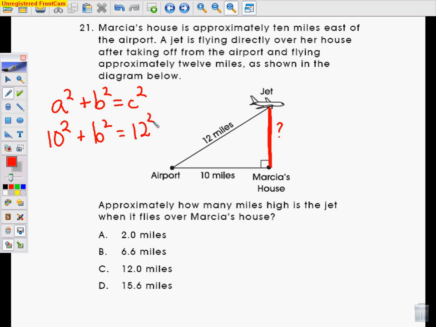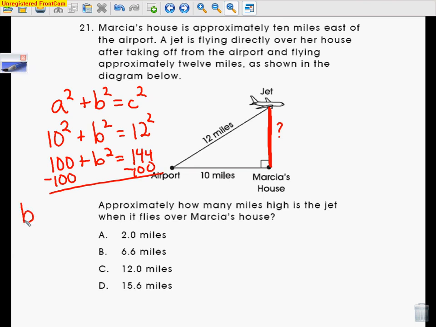What's 10 squared? Let's simplify. That's 100, plus we still don't know what b is, so that's b squared. What's 12 squared? That's 144. Now let's solve for b. So let's subtract 100 from both sides. So we get, I'll write it over here a little bit, save myself some space, b squared equals 144 minus 100, that's 44.